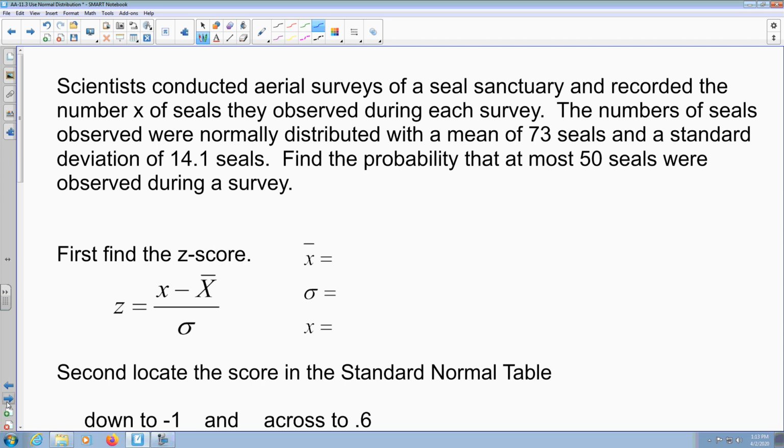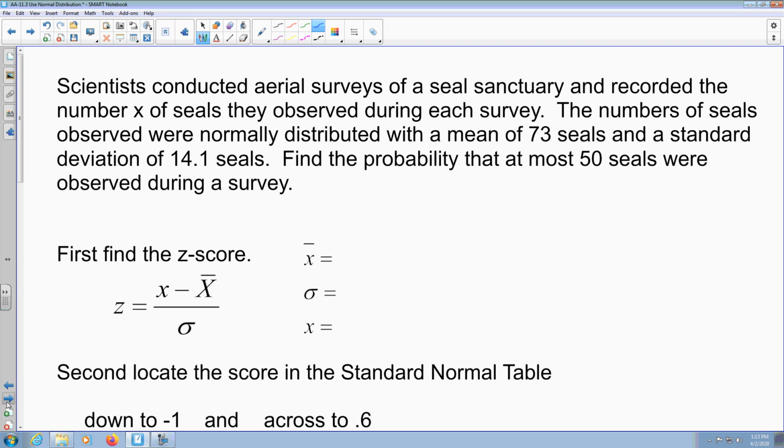In this particular instance, it says scientists conduct an aerial survey of a seal sanctuary and record the number of X seals they observed during each survey. The number of seals observed were normally distributed with a mean of 73 seals and a standard deviation of 14.1 seals. So they're asking you to find the probability that at most 50 seals were observed during a survey.